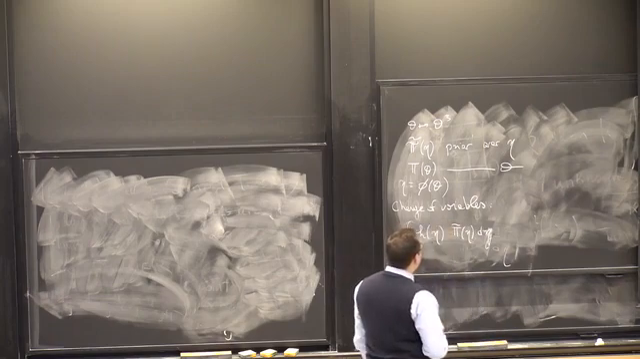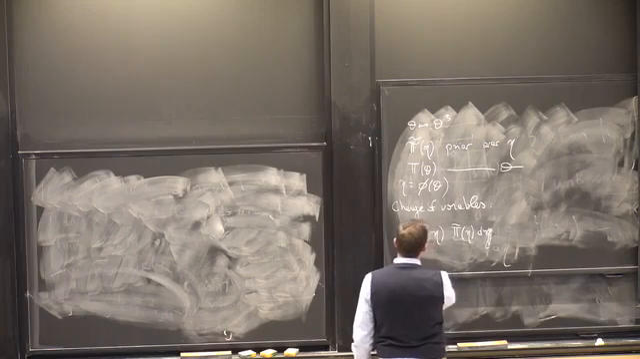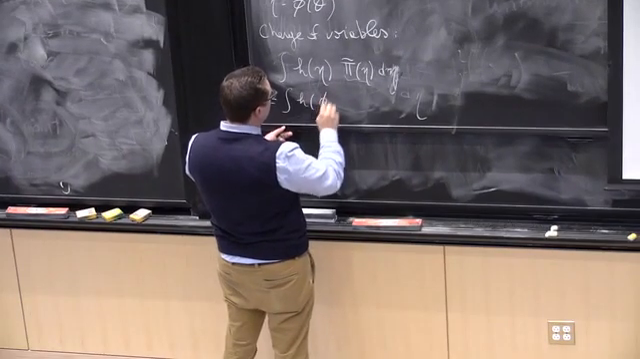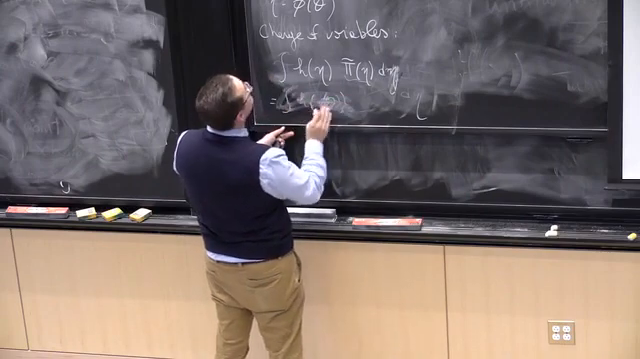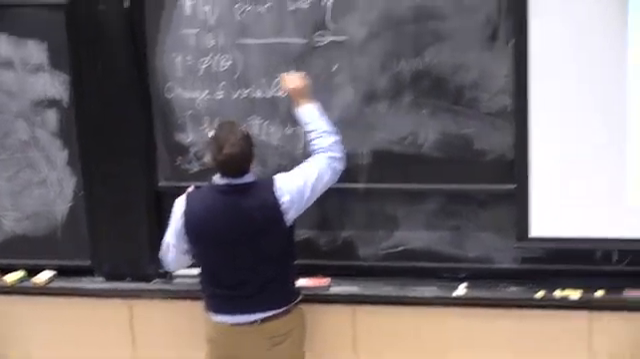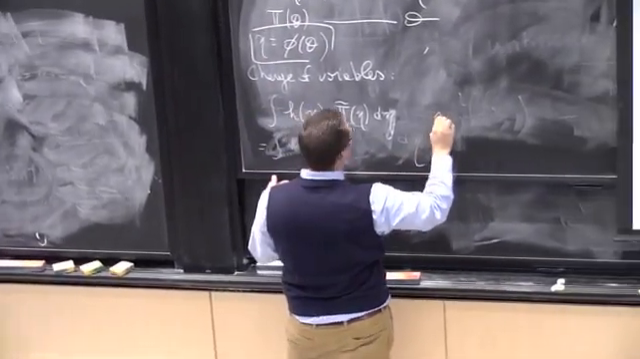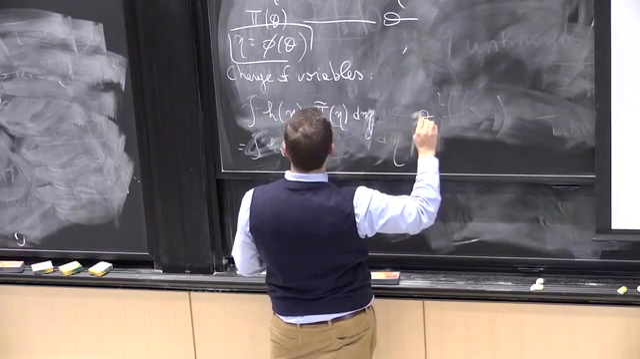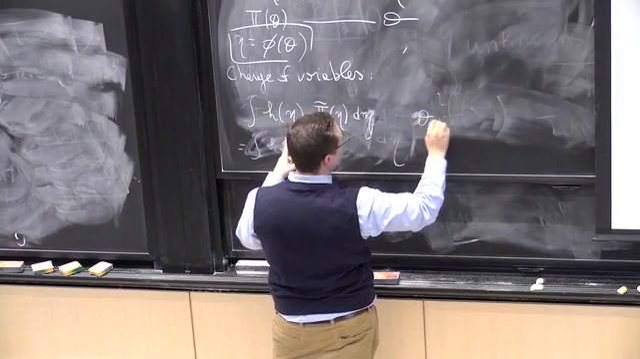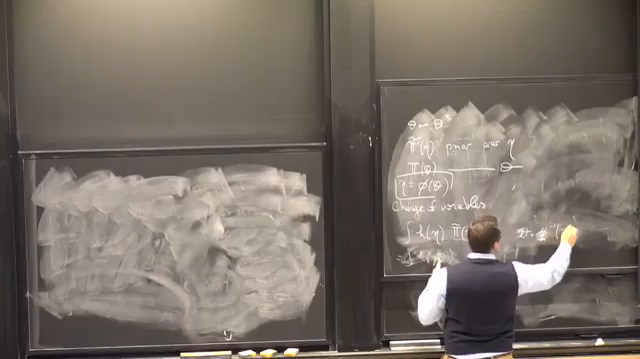Okay, so I want a function of eta that I can put here, and what I know is that this is h of phi of theta. Sorry, eta is phi of theta, right? So what I'm going to do is the change of variable: theta is phi inverse of eta.